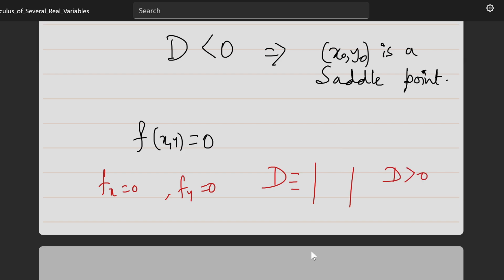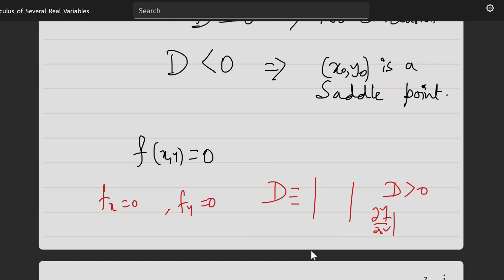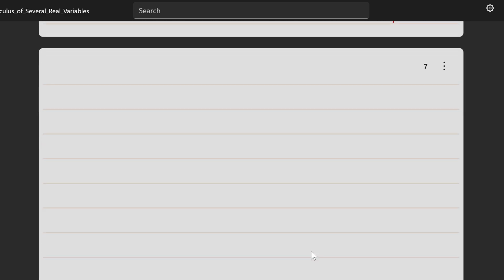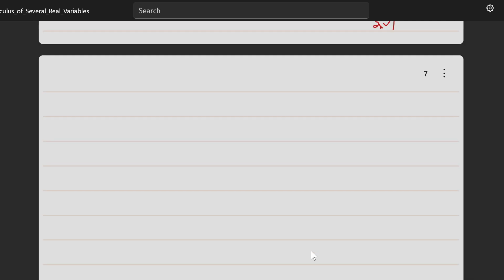If D is positive, then you check del 2f del x2 at that critical point. If it is positive, we have local minima. If it is negative, then maxima. If it is 0, that will not happen. And suppose D less than 0, saddle point, and D equal to 0, no conclusion. That is the thing. So it is called the mechanical way.